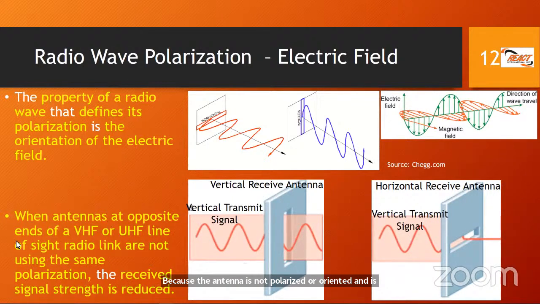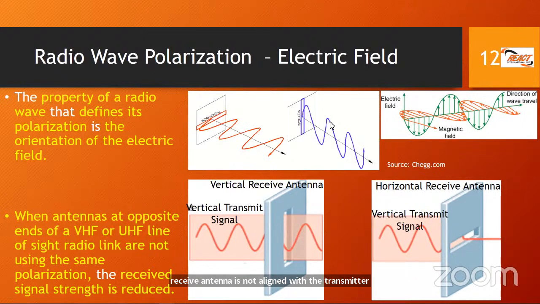And that's the actual last bullet point on your screen here. It says when antennas at opposite ends of a VHF or UHF line of sight radio link are not using the same polarization, the received signal strength is reduced. So it doesn't mean that you'll get no signal, but it's not optimal because it's not aligned. The receive antenna is not aligned with the transmitter antenna to receive the maximum power transfer or signal transfer.